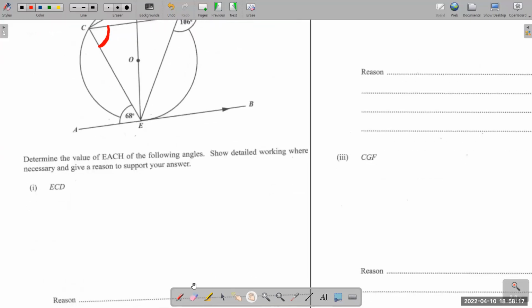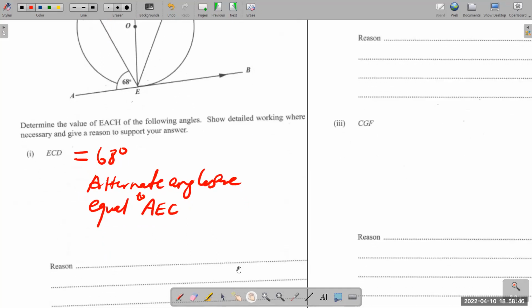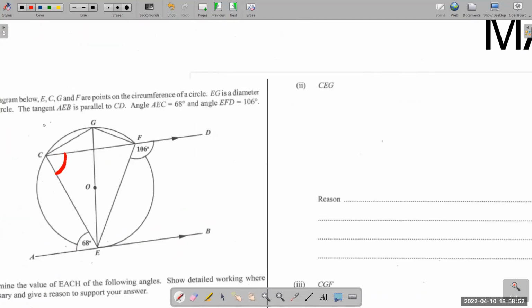Okay? Don't panic. So I know that ECD is equal to 68 degrees because alternate angles are equal. If you want to get extra fancy, identify the angle. So I would say angle AEC equal to angle ECD. That's if you're feeling extra confident, you got enough time, all of that good stuff. Okay, let's go. So I'm going to put in my diagram 68 here. You realize I'm putting in my diagram, boom.